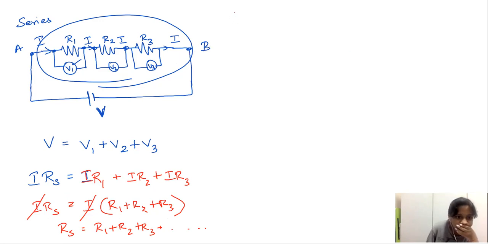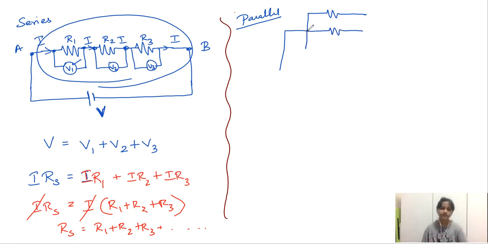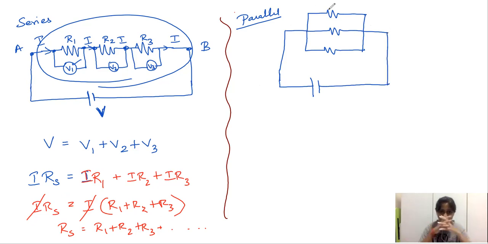Getting it? The next idea is about a parallel connection. A parallel connection is one in which the current flows after getting split. See, this is R1, this is R2, this is R3. And the current I that goes here gets split as I1, I2, and I3.